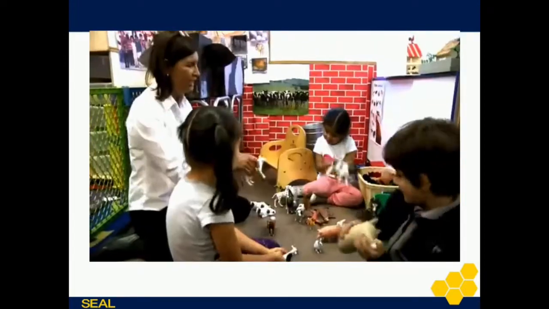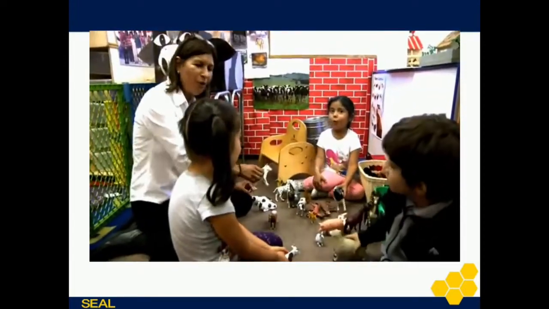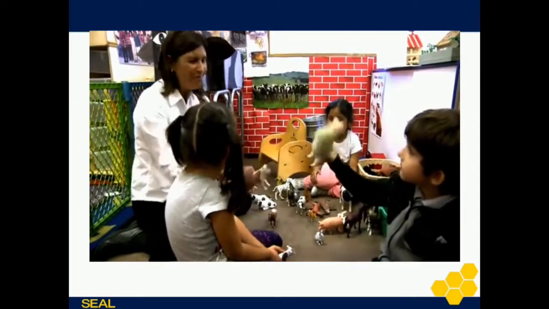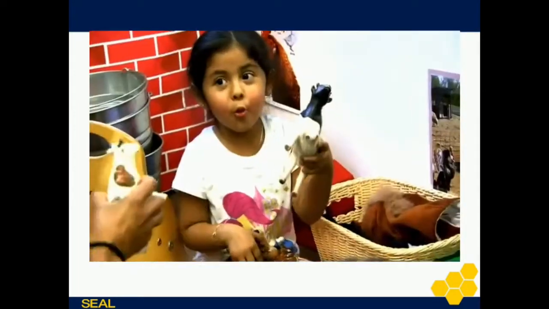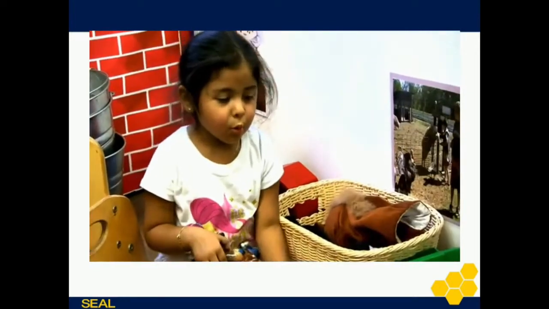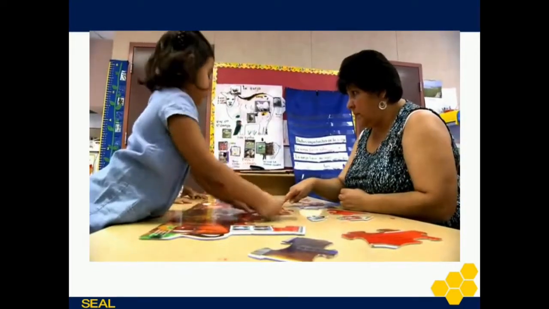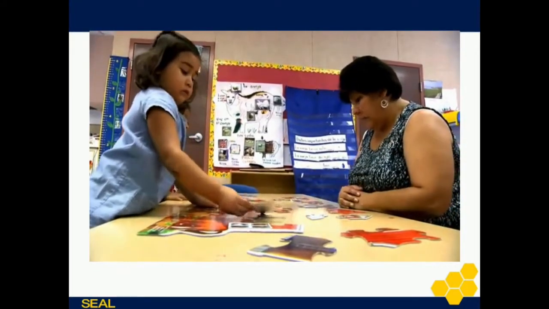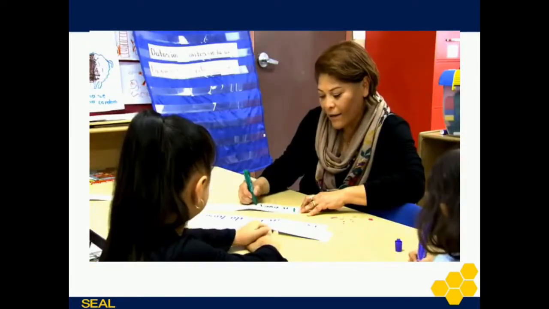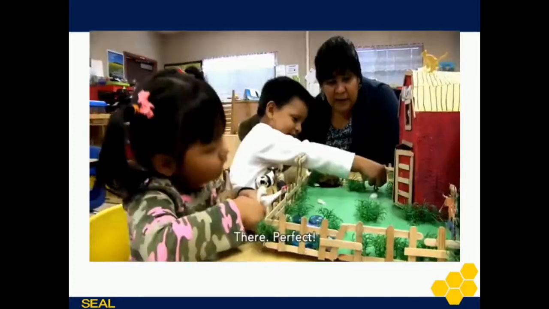This is a bilingual classroom. The children come from homes in which Spanish is their family language. It's the language in which their knowledge of the world is being shaped. And so they come to school and they continue to want to learn in Spanish, in the language they know, while they're learning English.